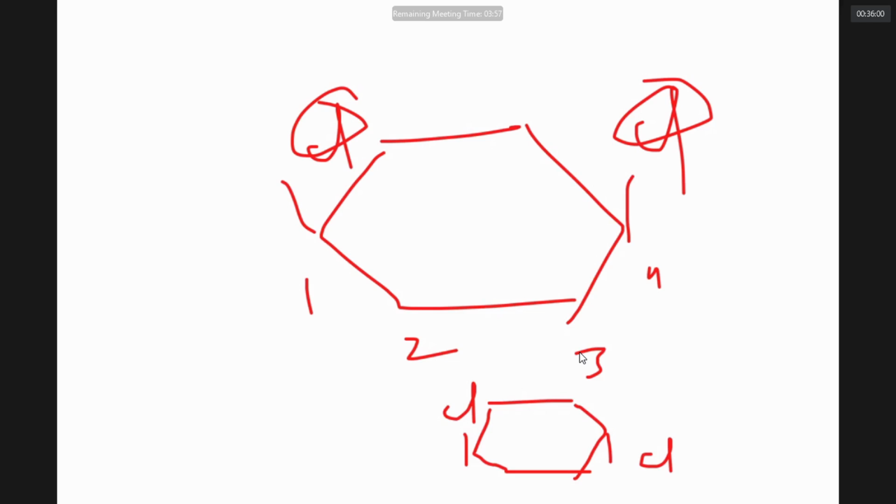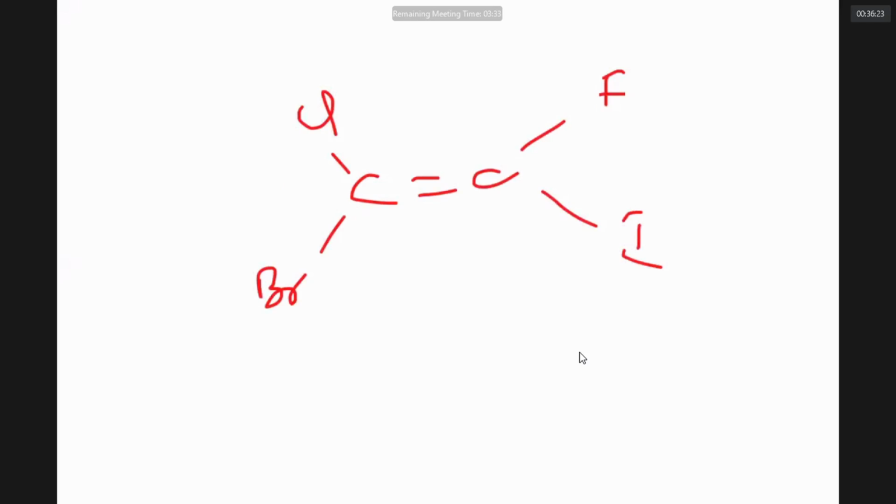All molecules which have a double bond may not show geometrical isomerism. It should be like CAB double bond CAB, or it can even be like CAB double bond CXY. Let us take a case. If I have CClBr double bond CFI, what type of isomer is it? Is it cis or trans?